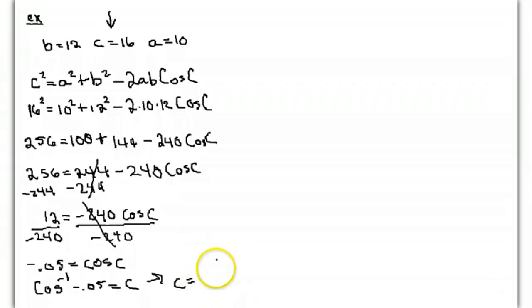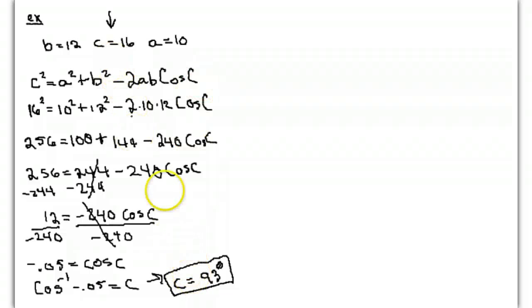Let me know what y'all get. 92.86, or 93. So C is 93. You had a question? Okay. Now we got big C and little c. What does that mean if you got two of the same letters? The other formula, which is the law of sines.